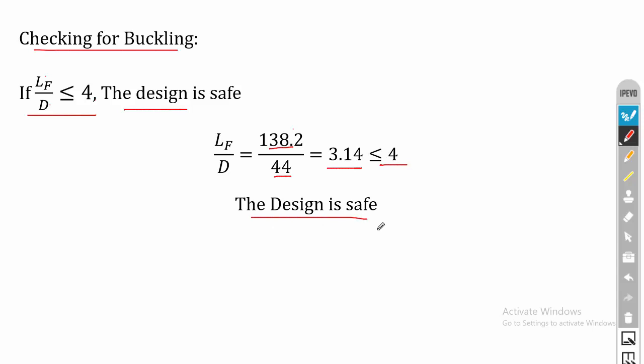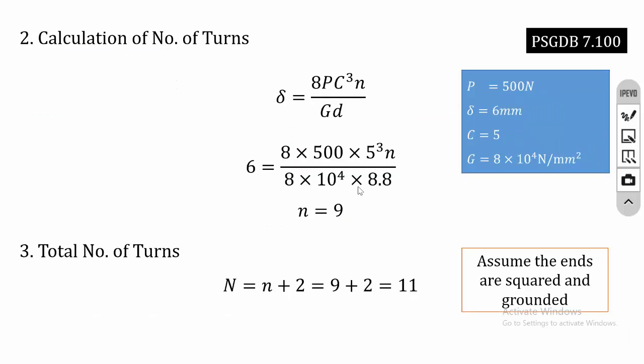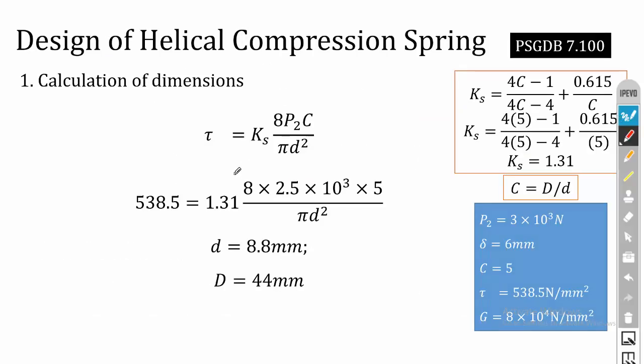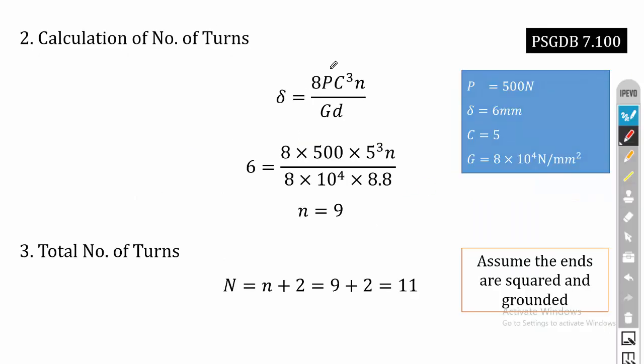So two things are very important in the problem. One thing is the load variation. For calculating tau, we have to use the P2 value, and for calculating the number of turns, we have to use the P value, because here we are going to use del, not del max. If you use del max here, then you can use P2 here. There is no confusion about that.